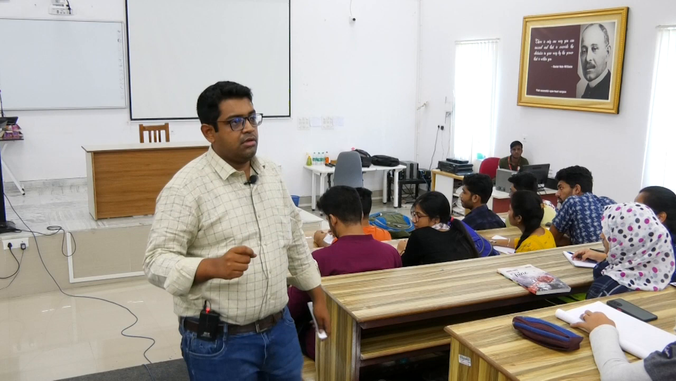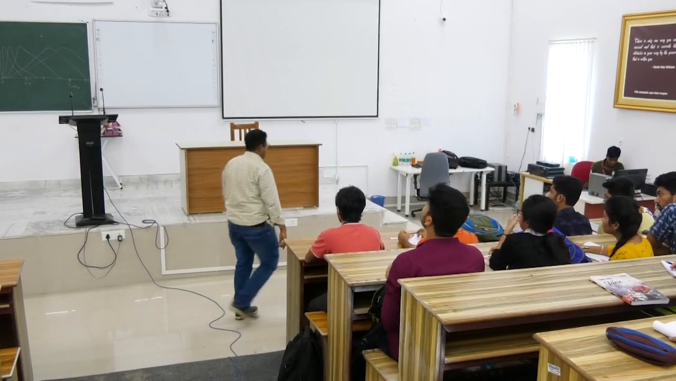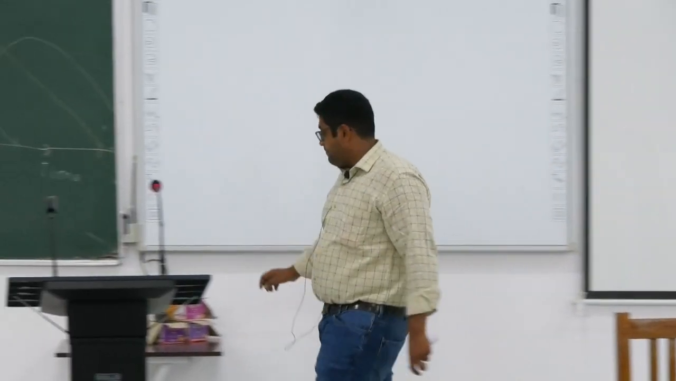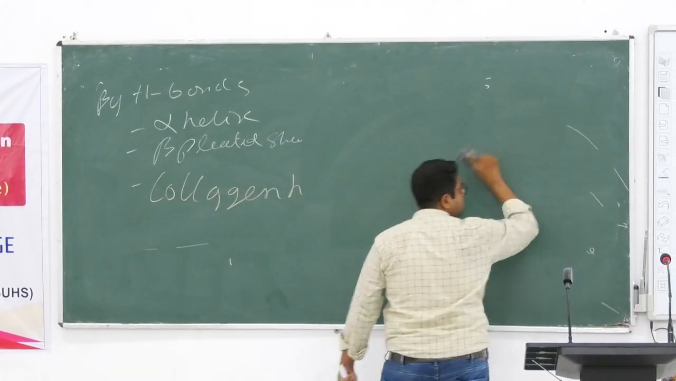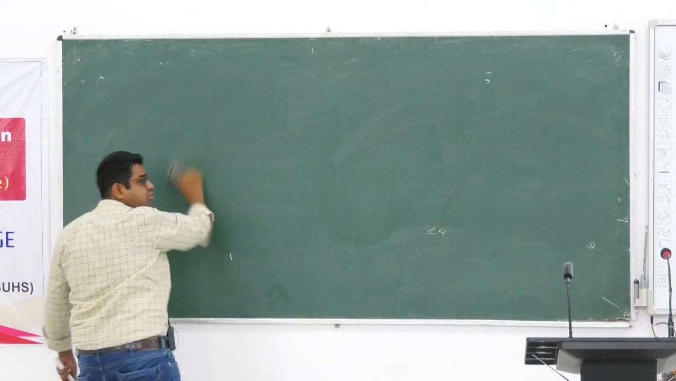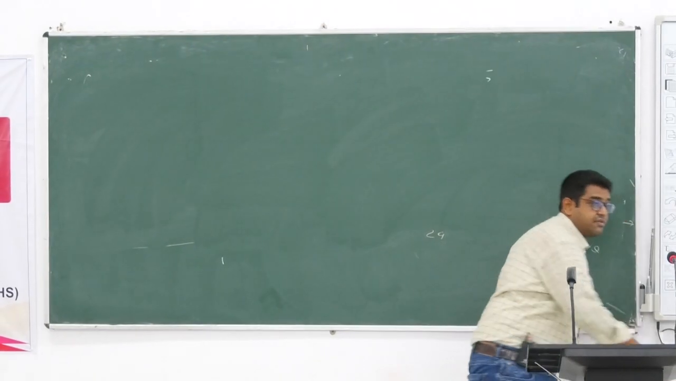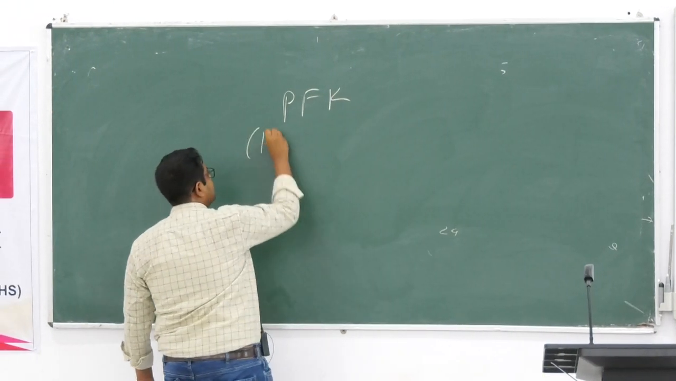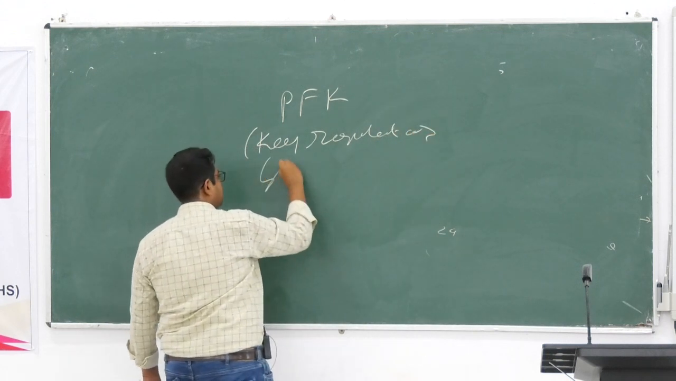Why did I come to this topic? Because it is of cardinal importance: the key and most important regulatory step of glycolysis is, come on, tell me. Phospho, fructo, my God. God knows how you are going to pass your finals. So PFK is the key regulator of glycolysis.